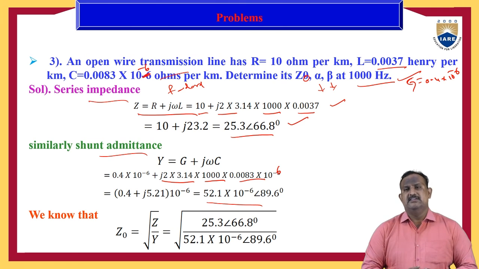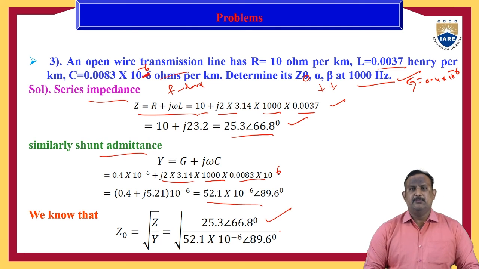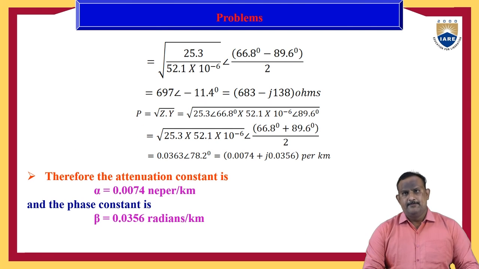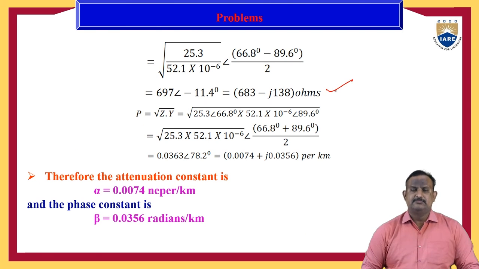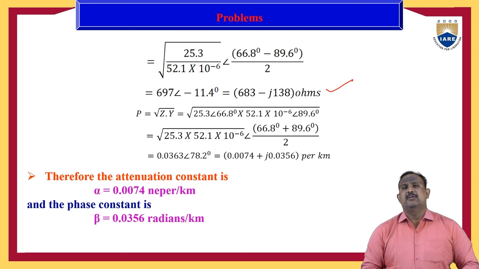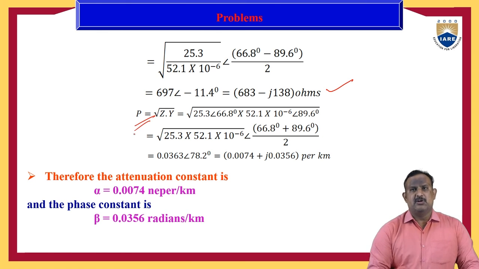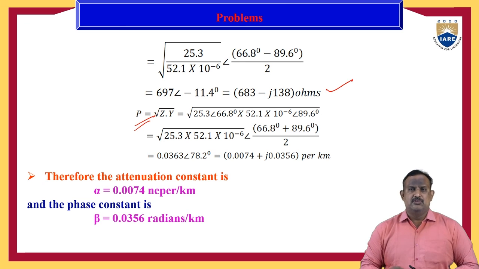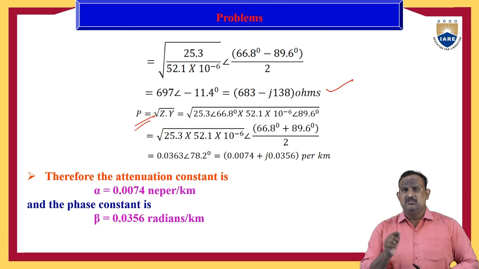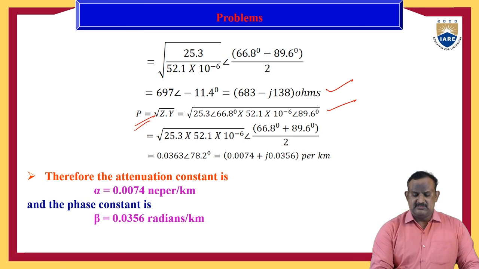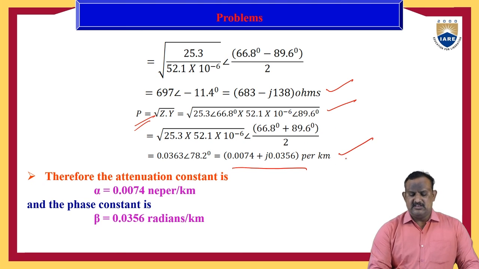Then we know that the characteristic impedance Z0 is equal to root of Z by Y, series impedance by shunt admittance. The series impedance is 25.3 with an angle of 66.8 degrees, and the shunt admittance is 52.1 into 10 power minus 6 with an angle of 89.6 degrees. Simplify the expression and convert into real and imaginary terms. Then, the propagation constant P is equal to root of Z into Y, impedance into admittance. Just multiply the two expressions and simplify in terms of real and imaginary parts.